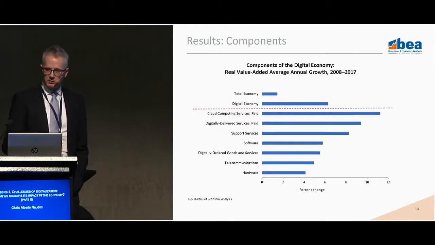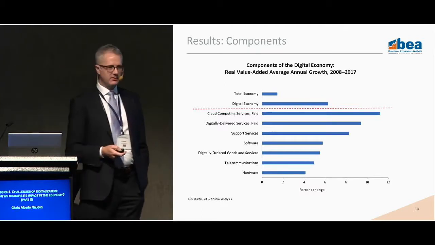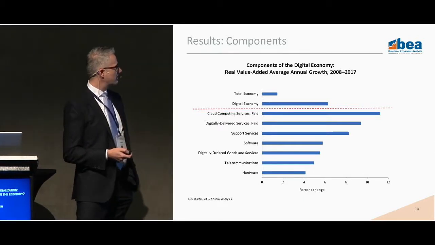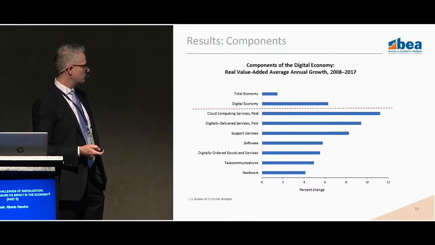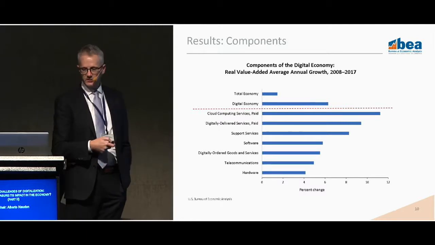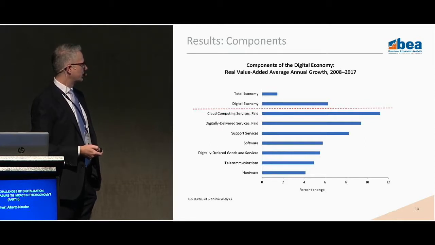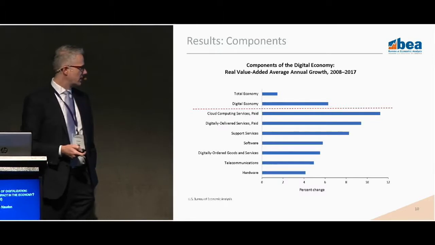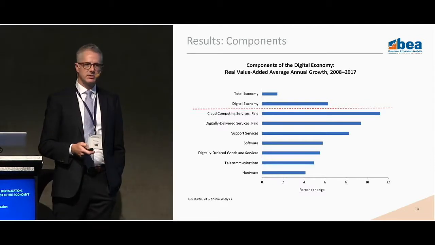And then finally here we're looking at components of the digital economy. This is average annual growth in real value added for the period 2008 through 2017. For total economy, the average annual growth over this period was just under 2%, so it's quite low, but for the digital economy portion, it's just over 6%. You can see how the components contribute to this, with the largest over 8 percentage points, 8% for cloud computing services, digitally delivered services, and support services, and still between 4 and 6% for the 4 remaining: software, digitally ordered goods and services, telecommunications, and hardware.